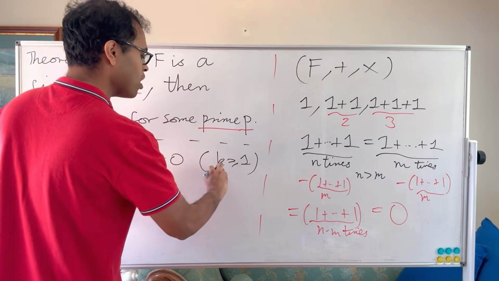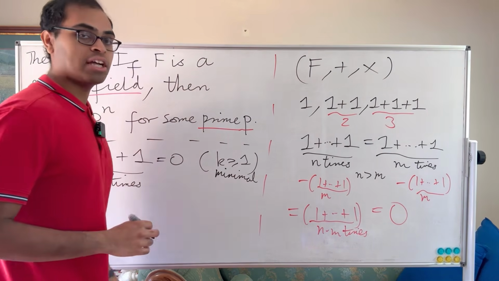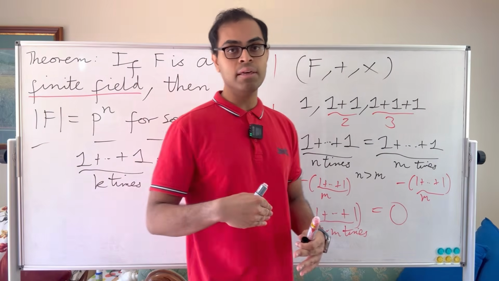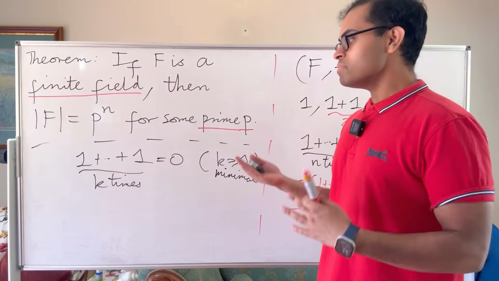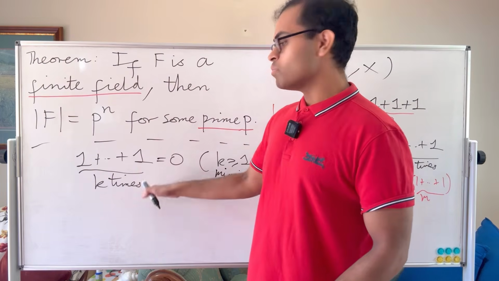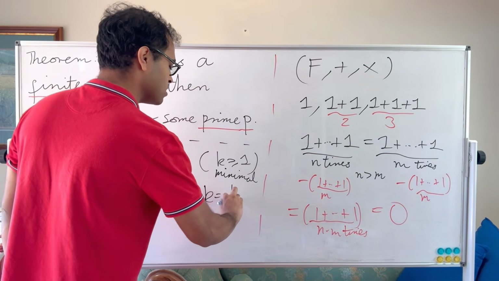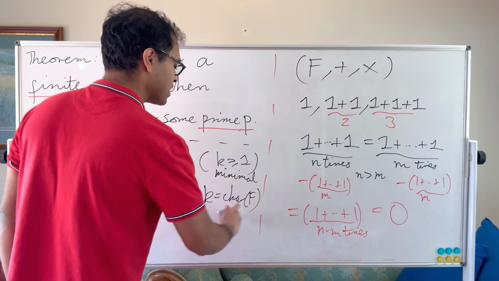This is the well-ordering principle. If you're trying to think about it rigorously, it's the well-ordering principle for the natural numbers: any non-empty set has a minimum element. So there's some natural number where adding 1 to itself that many times is 0, and so there's a smallest such natural number. And we call k the characteristic of F.